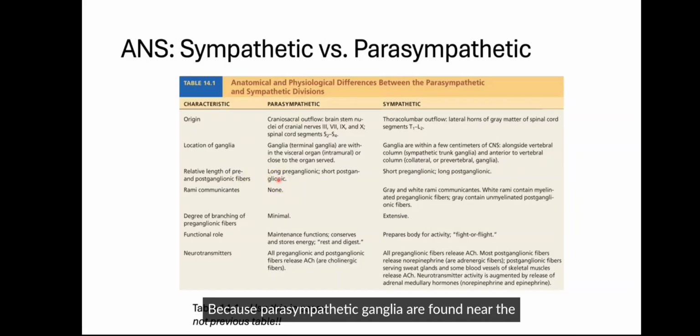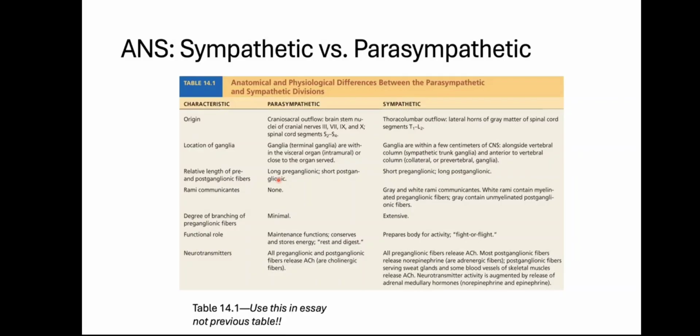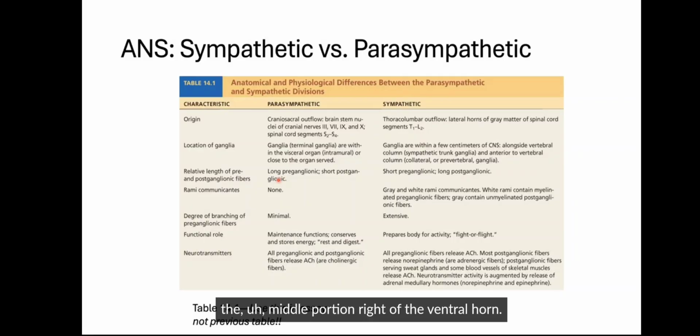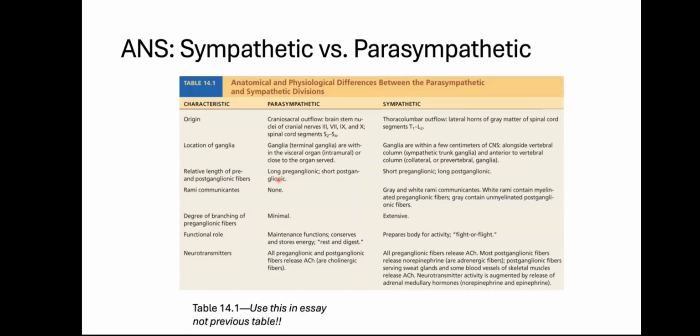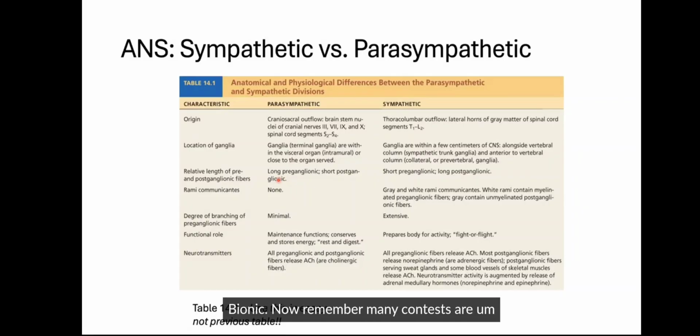Because parasympathetic ganglia are found near the target organ, the connection between the central nervous system and the parasympathetic ganglia is going to be a really long one, right? And then the postganglionic, that's going from the ganglion to the target organ, is going to be really short because the ganglia is situated right near the target. Sympathetic is the exact opposite. You have a very short preganglionic because the spinal cord's right there. And the nucleus of the preganglionic neuron is going to be found in the middle portion, right, of the ventral horn, right? Remember the visceromotor, right, area? And it's going to have a very long postganglionic.